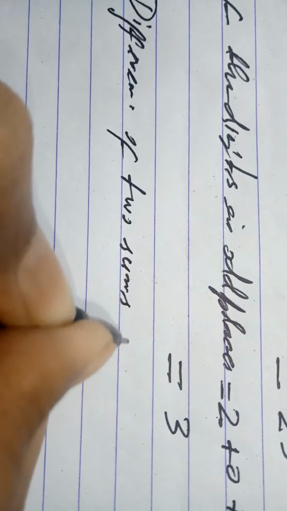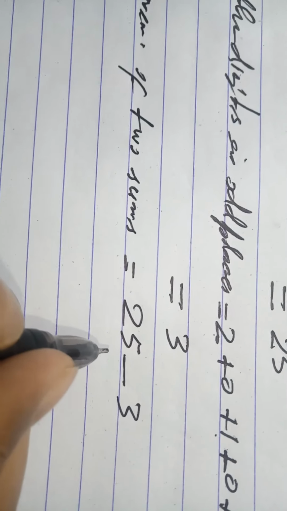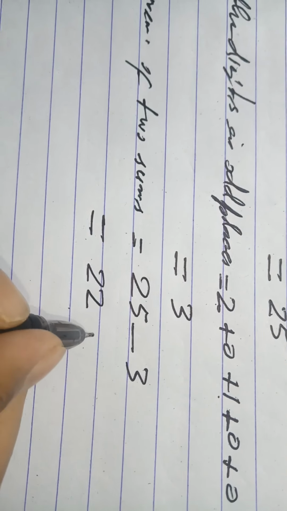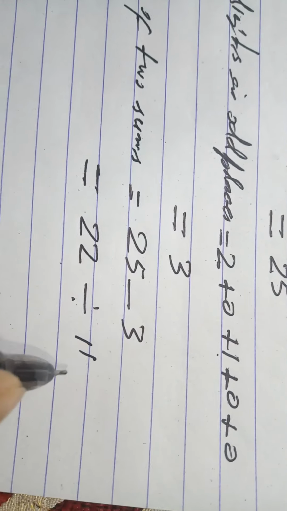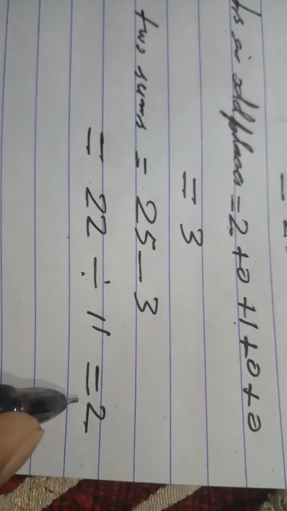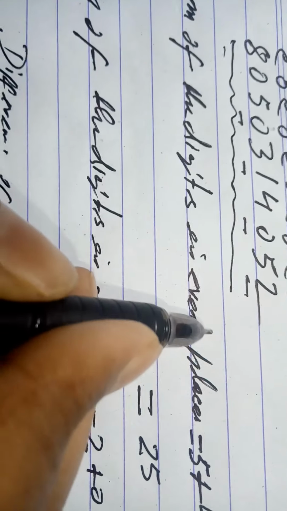Difference of two sums equals 25 minus 3, which is 22. It is divisible by 11. 11 twos are 22. So the given number is divisible by 11.